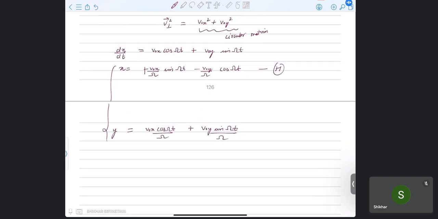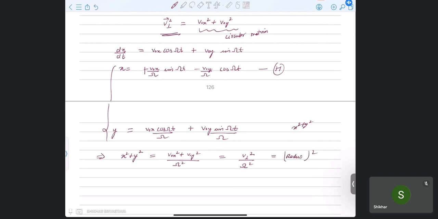If you take the square of both, x square plus y square, because you want to find the radius of the circular path which the particle is performing in the plane perpendicular to the magnetic field, it will come out to be V naught x square plus V naught y square upon omega square. And this is nothing but V perpendicular square. So it will become V perpendicular square upon omega square. If you just equate this with the equation of a circle, this is the square of the radius.